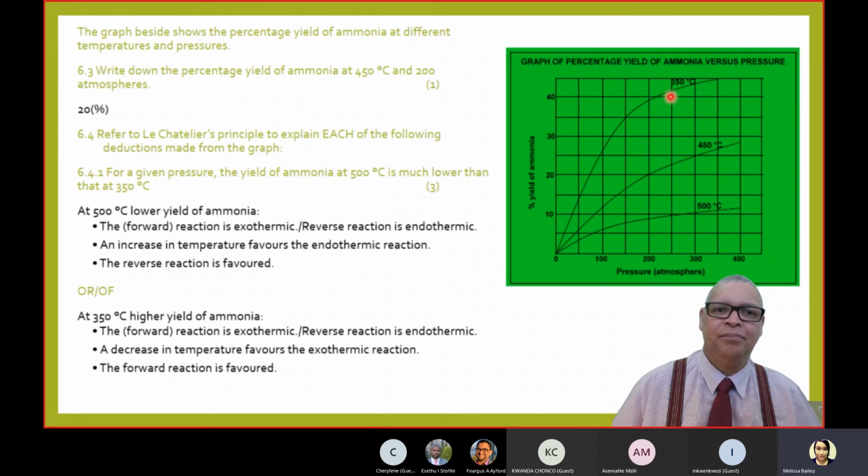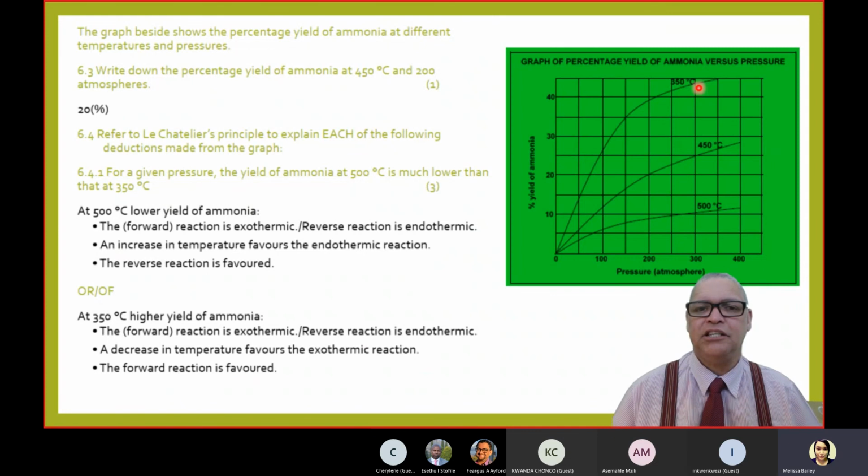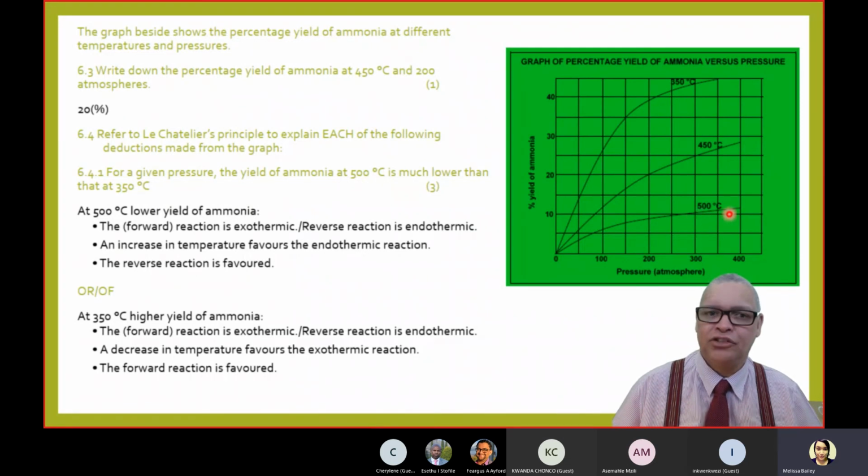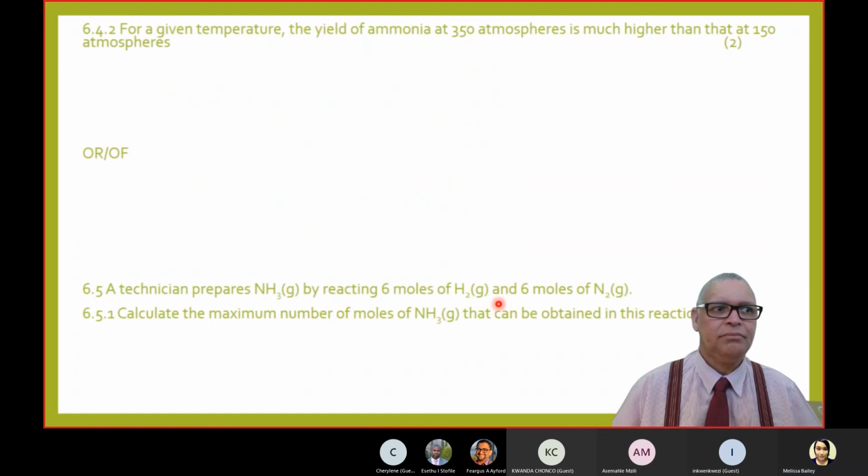I think you can tell that 350 degrees Celsius is much lower than 500 degrees Celsius. The higher temperature is 500 degrees Celsius. So this one represents an increase in temperature, and therefore the endothermic reaction here will be favored. That one is a decrease in temperature when related to the 500 degrees Celsius, so the exothermic reaction here will be favored, and that is the forward reaction.